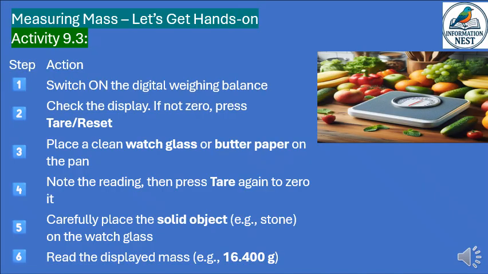Why did the stone feel proud on the weighing balance? Because it finally made a solid impression.